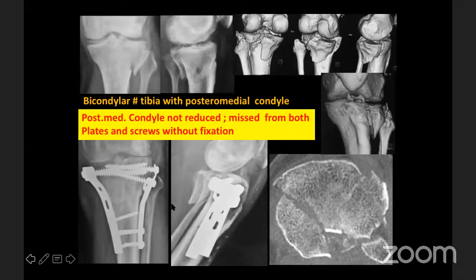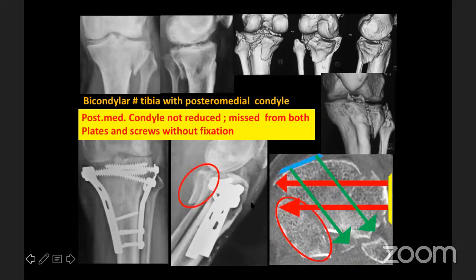Why has it happened? Because the anteromedial plate screws go like this. Lateral plate screws go like this. No screw can fix this condyle indirectly. Not possible. Whatever we do, none of the screws can fix this condyle. This is not a very old case. I am showing a very recent case, just 2-3 years ago. It happened in Surat only. So this is what happens.